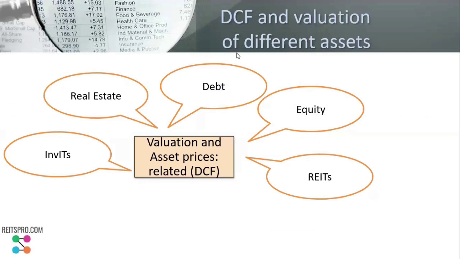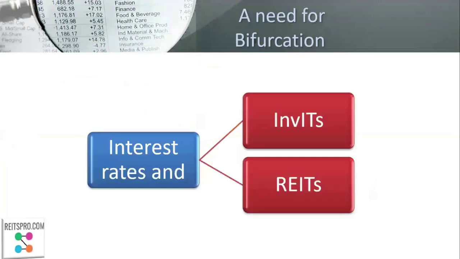In any case, when we have DCF, or the discounted cash flow analysis, or the valuations of different assets, everything would go down. So even equities would go down when you are looking at the DCF analysis, as the prices and the interest rates go up. But here we are going to restrict ourselves to InvITs and REITs only. So we are going to talk about interest rates and InvITs and REITs, how the two would be related specifically.